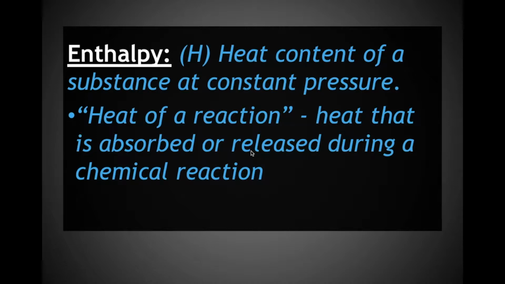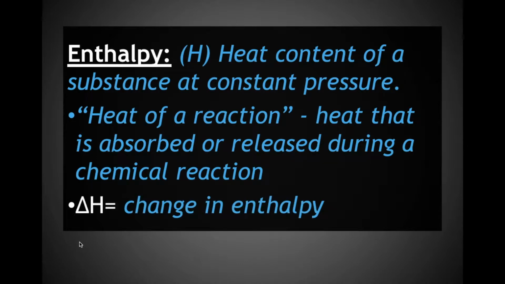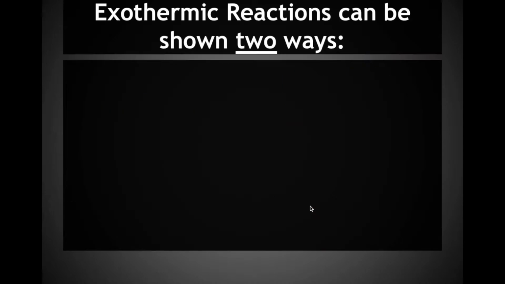What that will mean is that a chemical reaction is going to occur, and it doesn't mean that there's going to be heat created, but it's a heat of a reaction. So it could be absorbed or released. It could get hot or cold, or like we learned in the last lesson, it could be endothermic or exothermic during the chemical reaction. So when we do a delta H, it indicates a change in enthalpy.